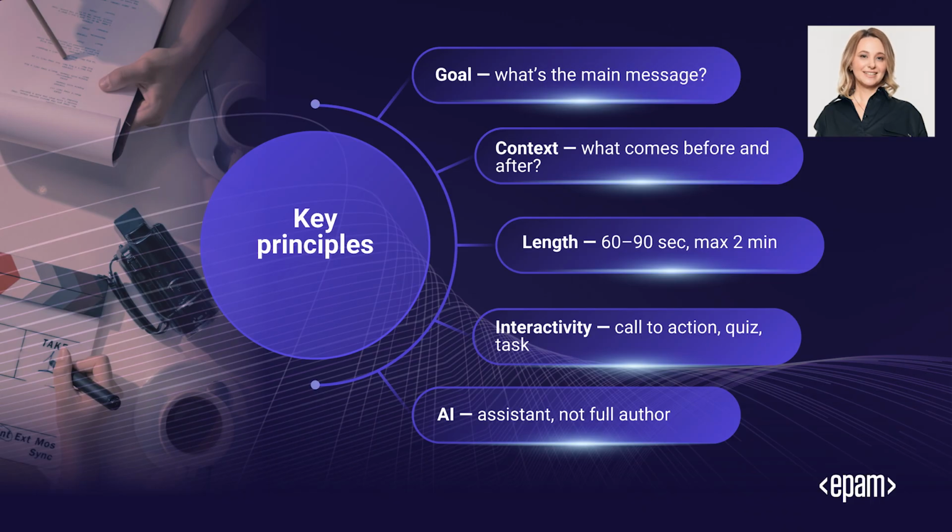And one more point: don't let AI write the full script for you. AI is great for ideas, rephrasing, or brainstorming, but if you ask it to write the whole script, you'll usually get something very flat and without emotion. So use AI as an assistant, not as the author. Always add your own human touch: simple words, real-life examples, and a bit of emotion.